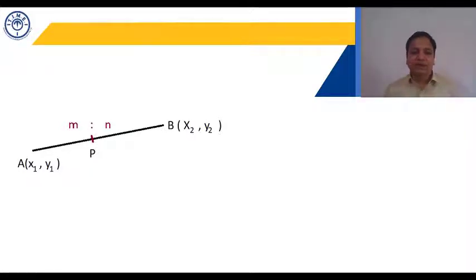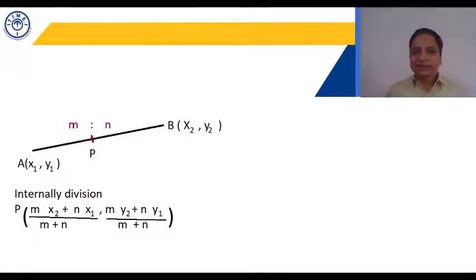Suppose a straight line is given and one end is A, other end is B. Coordinates of A are x1, y1 and coordinates of B are x2, y2. And there is a point P in between which divides this straight line in the ratio m is to n. Now this point P lies between AB, so we require to find coordinates of P. So we have to apply a section formula, which simply says it's an internal division.